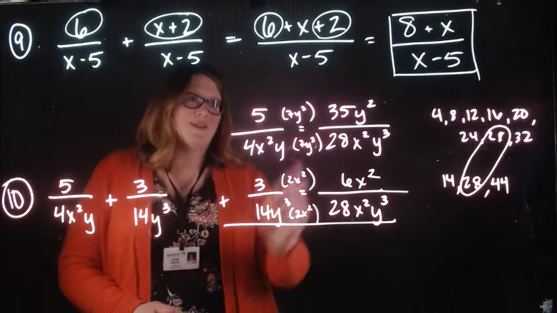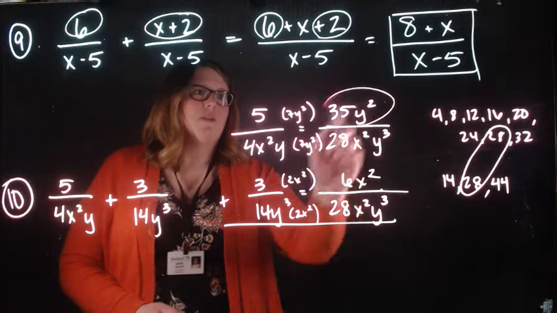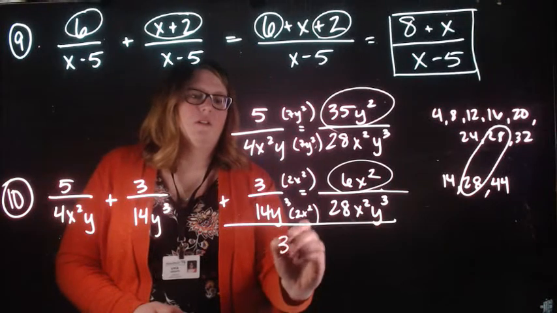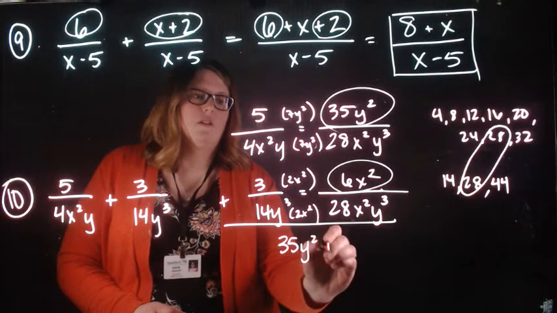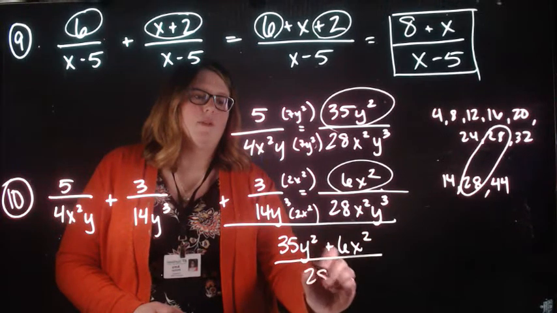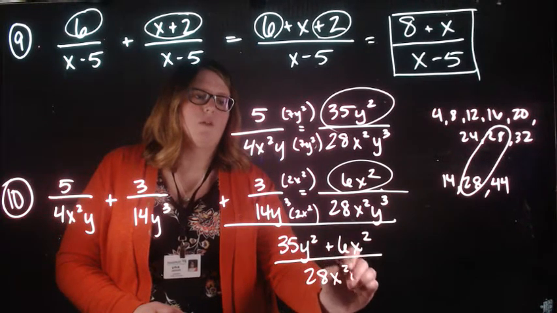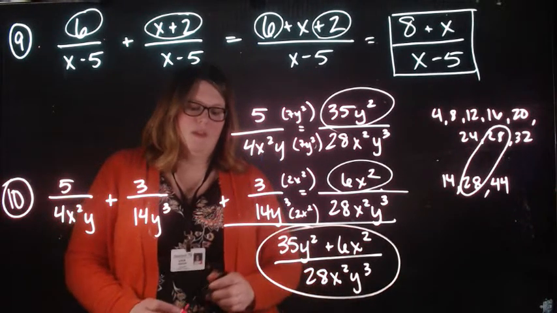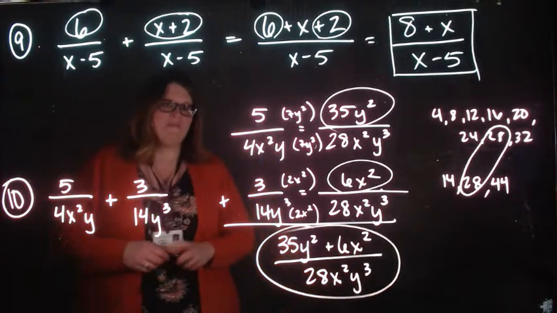Whew, that's a lot of work. So now let's combine our numerators. We have 35y squared plus 6x squared all over our common denominator of 28x squared y cubed. So that's our answer to number 10.